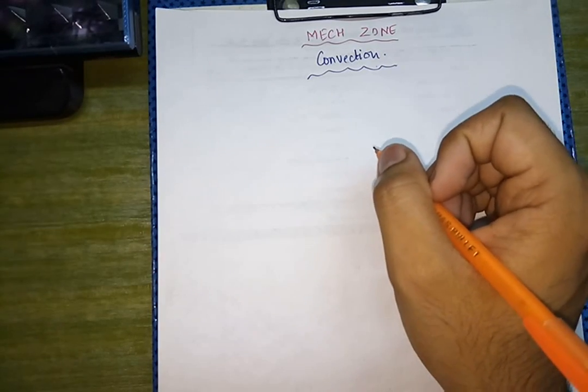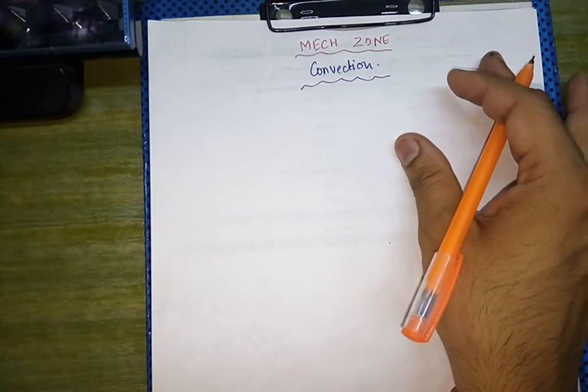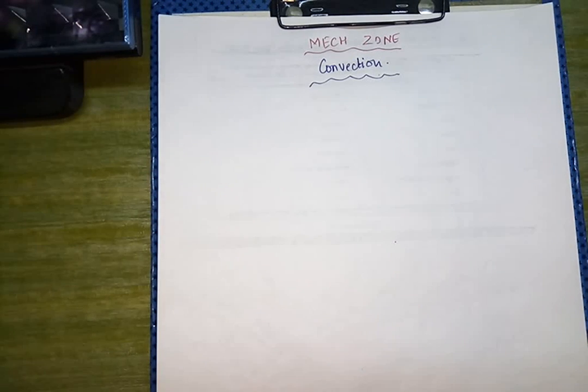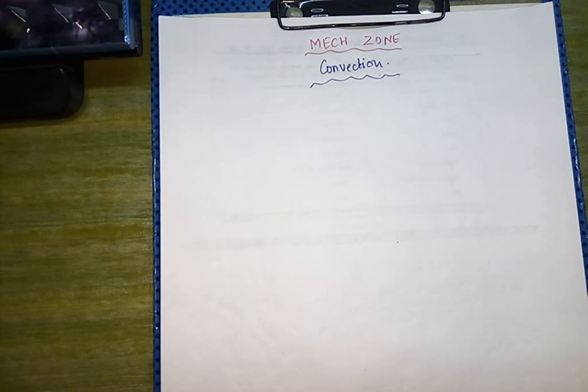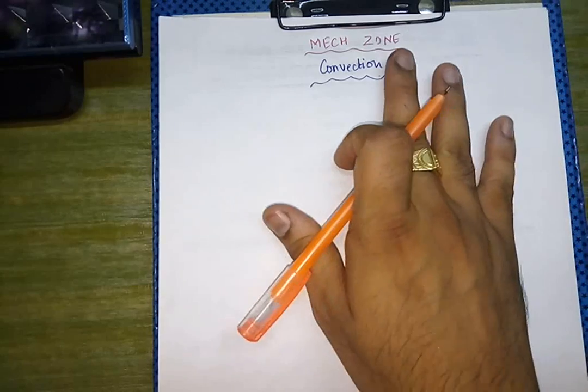I have already explained the basics of convection in the previous lectures. You can look for lectures 1, 2 and 3, basics of heat transfer, where I have explained all the basic theories of conduction, convection and radiation. Now I will directly start with the topic of convection.